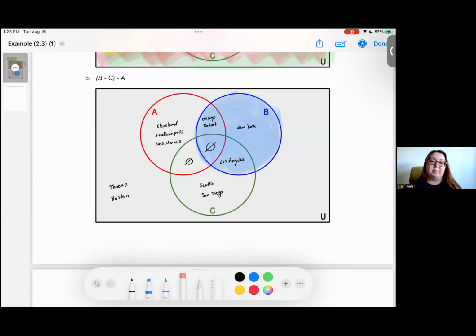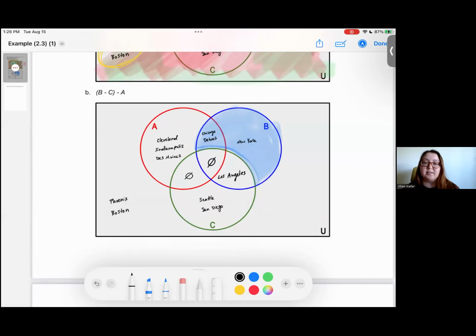So that's all set B. Now what we want to do is we're subtracting C, meaning we're taking away anything that B shares with C. So any overlapping part is now going to be erased. So it ends up looking like this. So we've erased everything that was also contained in C.